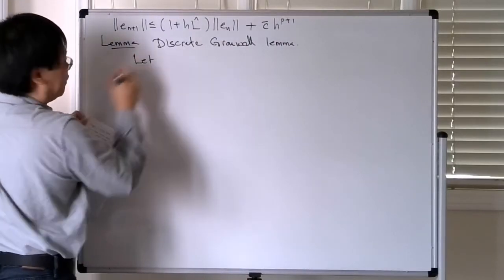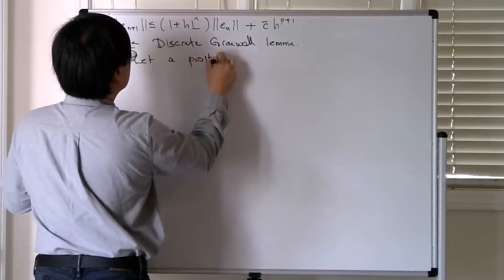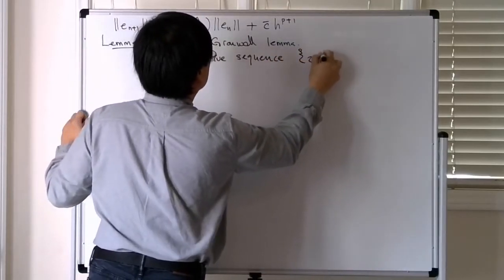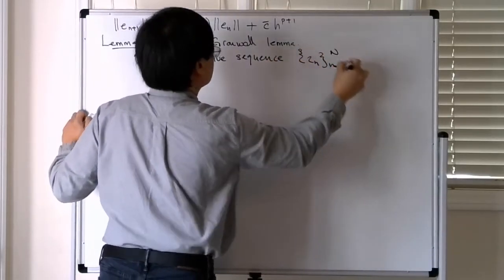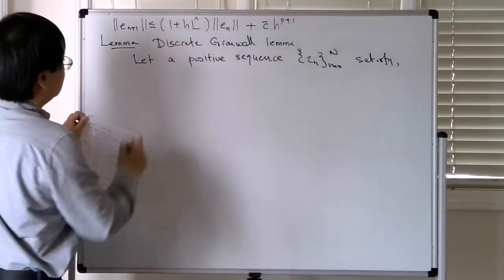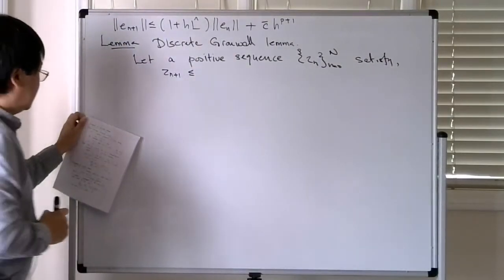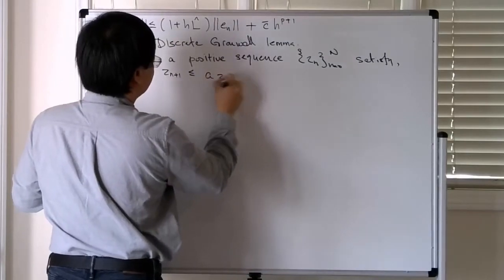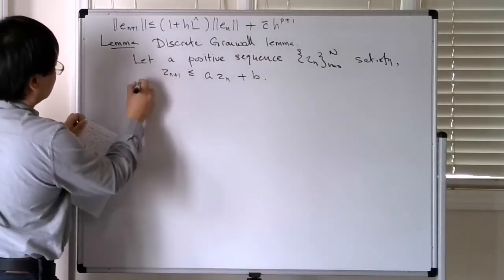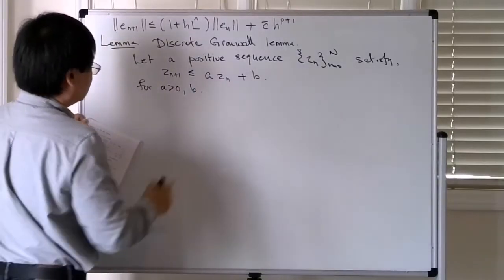Let's say that you have a positive sequence of numbers z_n that satisfy the error recurrence, which is that z at n plus 1 is bounded by some multiple a of z at n plus an additional term b. And you want this to be true for a greater than 0 and some b, which are constants.